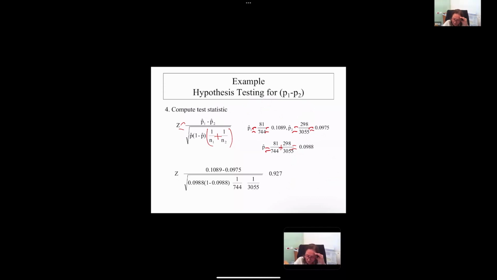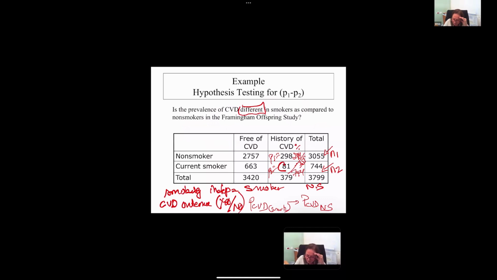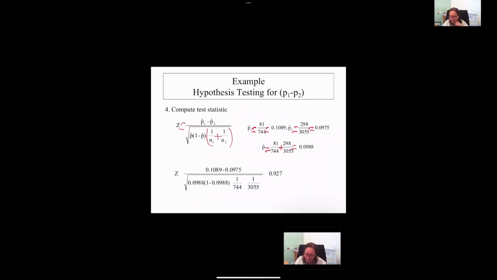So this is 81 over 744. Just to remind you, this is your P1. Okay, so they put it as P1, which is fine. And then your P2 is 298 over 355. So this is CVD in smoker over N2, which is how many smokers we have. This is CVD in non-smoker, and this is all N1, all non-smokers. So the sample of non-smokers, and 3055 is the sample of smokers. Now, 10% have CVD among non-smokers compared to almost 10% among the smokers.